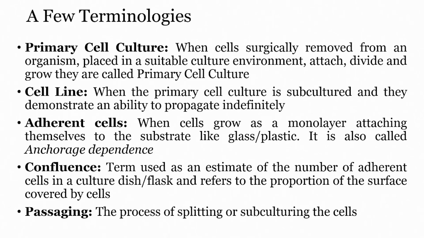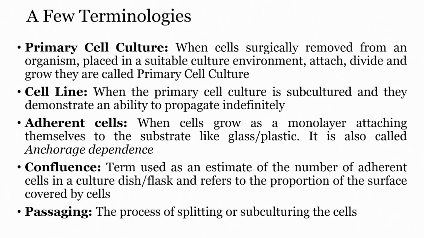So, what is primary culture? When cells are surgically removed from an organism, placed in a suitable culture environment, and attach, divide and grow, they are called primary cell culture. These are terminologies we need to understand, so that when we talk about tissue culture it is easily understandable when terms are used like cell culture, primary cell culture, cell line, adherent cells, confluence, passaging, right. So, we need to understand.